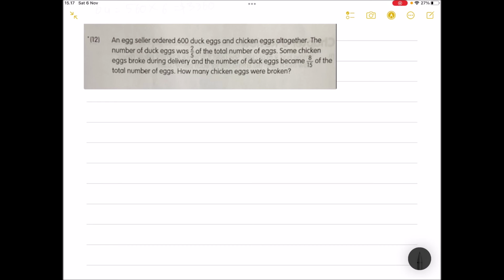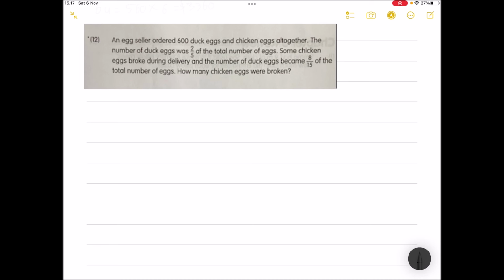An egg-seller ordered 600 duck eggs and chicken eggs altogether. We don't know how much each of them, but in total it's 600. The number of duck eggs was 2/5 of the total number of eggs. Some chicken eggs broke during delivery and the number of duck eggs became 8/15 of the total number of eggs. How many chicken eggs were broken?